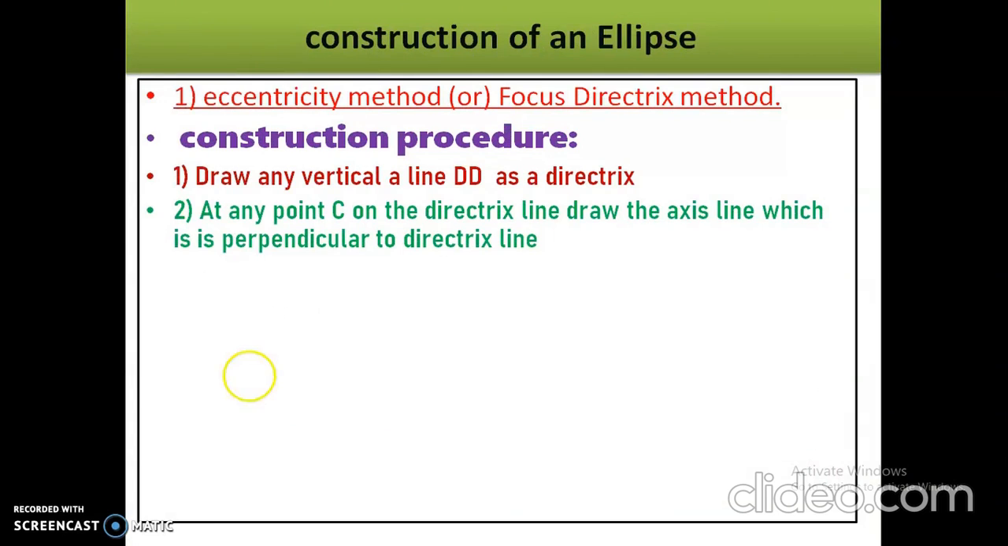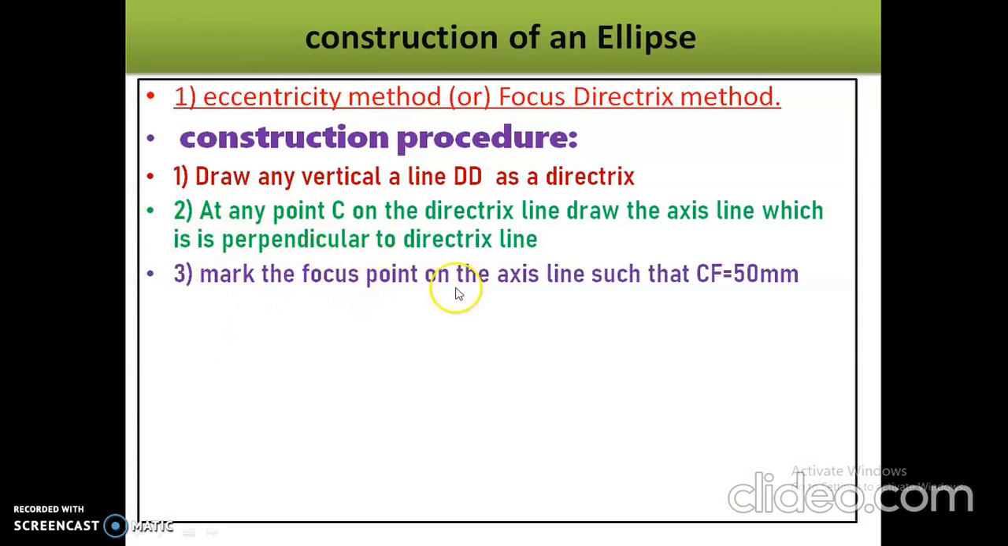Next, third point: mark the focus point on the axis line such that CF is equal to 50 mm. We have to mark the focus point on the axis line such that CF is equal to how much? The focus point distance from the directrix line is given, that is 50 mm. So we have to mark the focus point.